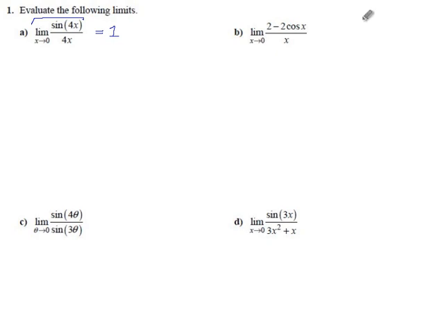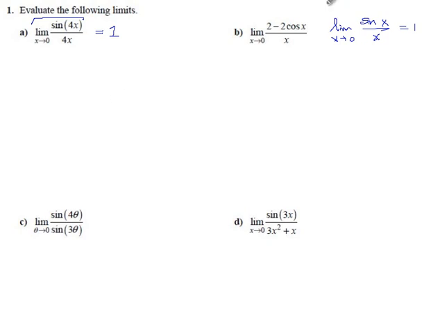Because, just to remind you, we've been told sine x over x equals 1 in the limit as x goes to 0. And if instead of x this is 4x and this is 2, then that'll go to 1 no matter what.